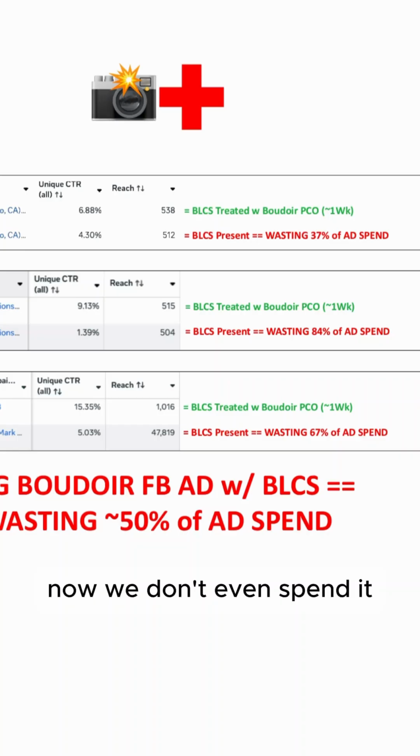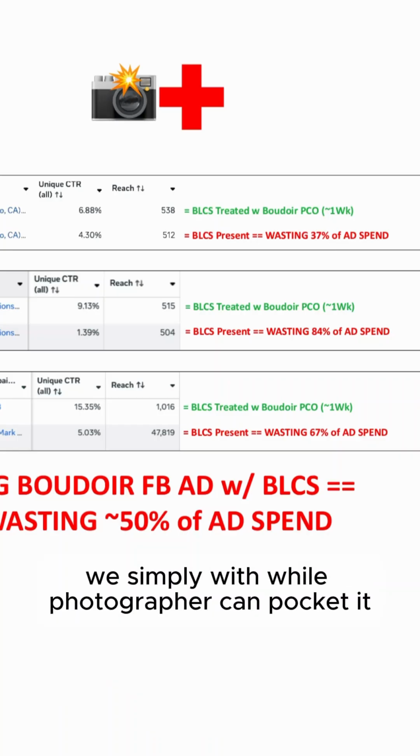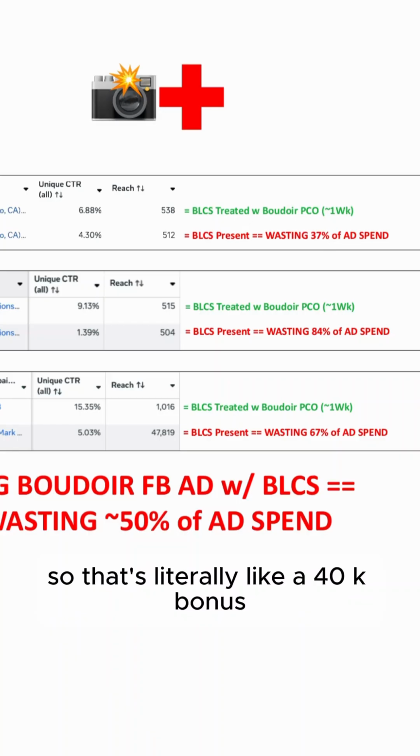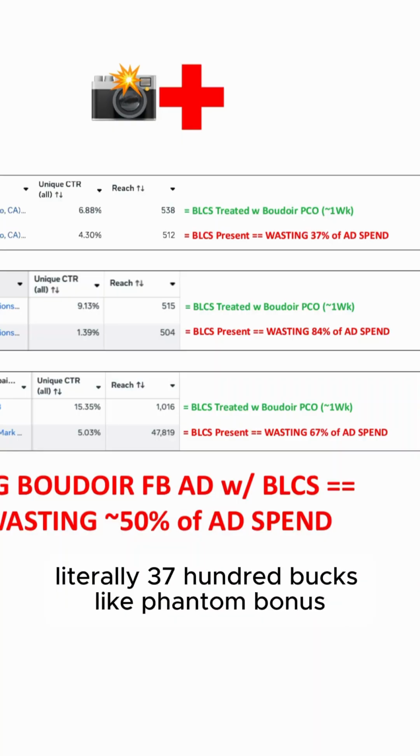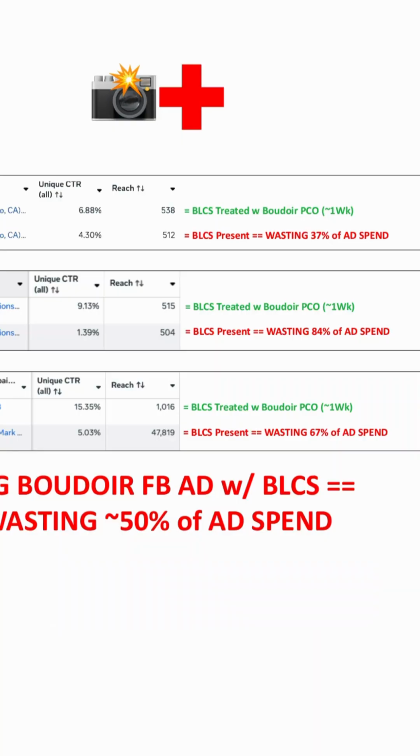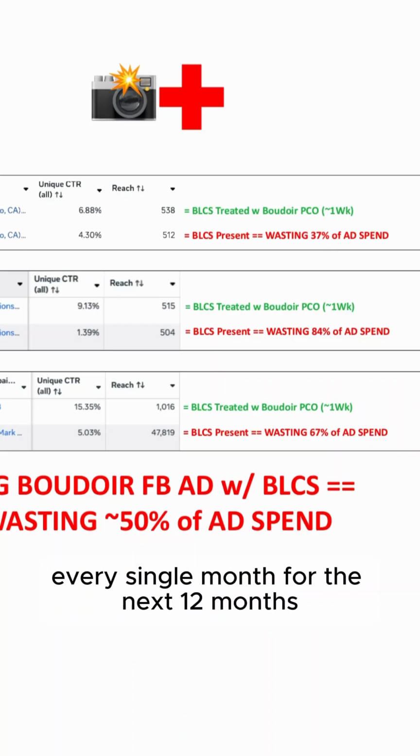Now we don't even spend it. The boudoir photographer can simply pocket it. So that's literally like a 40K bonus over the next 12 months. Literally $3,700 like a phantom bonus every single month for the next 12 months.